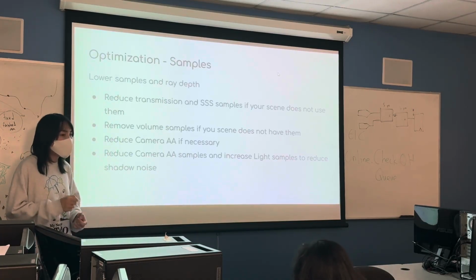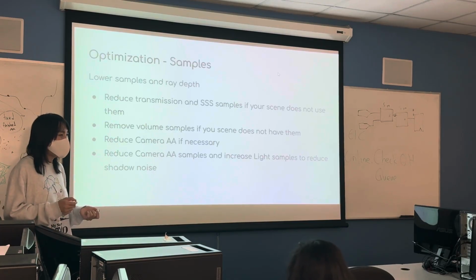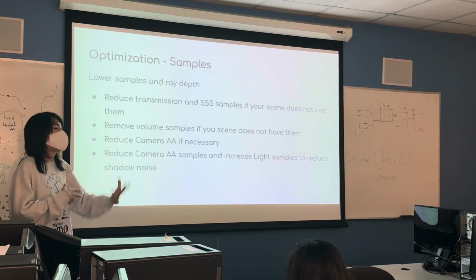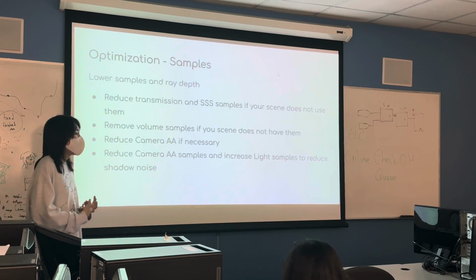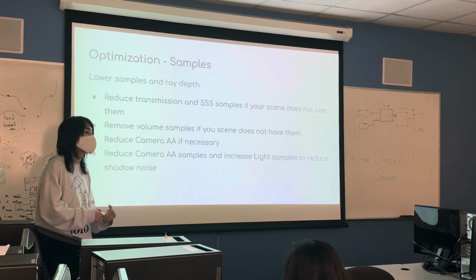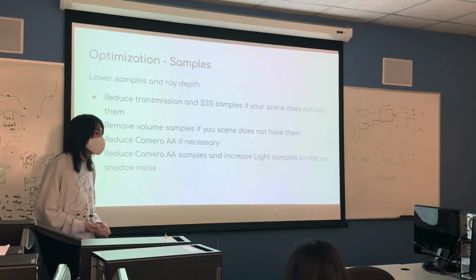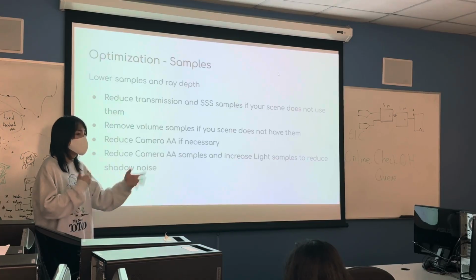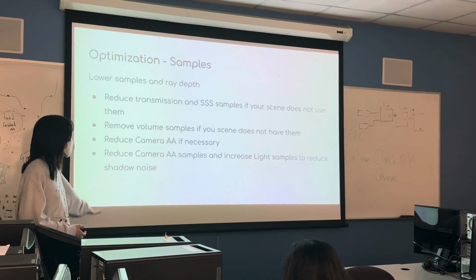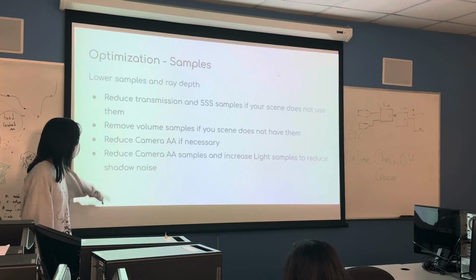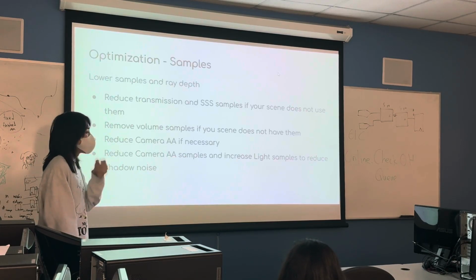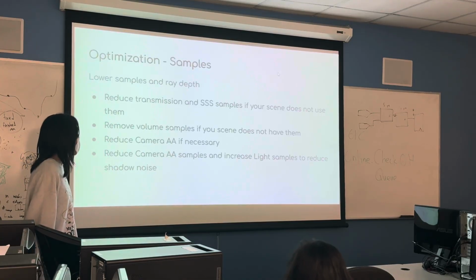I think the default Maya samples are kind of high, actually. So just lower those, and then you can bump up the camera A samples. Maybe I don't need this many diffuse samples. I can have more camera samples but fewer diffuse samples, and that actually gives me a better render quality than if I didn't do that. Basically, if you have shadow noise, it's your light samples that are the issue, not your camera samples. So adjusting your samples is the primary way to optimize.